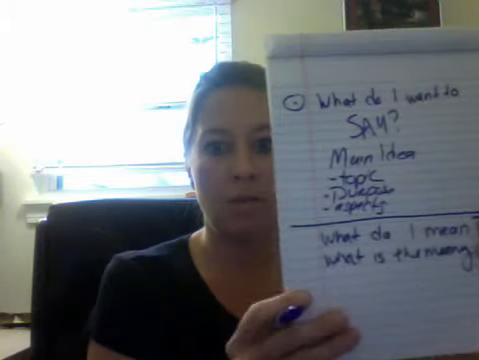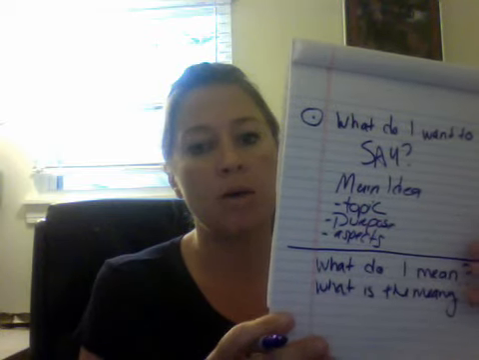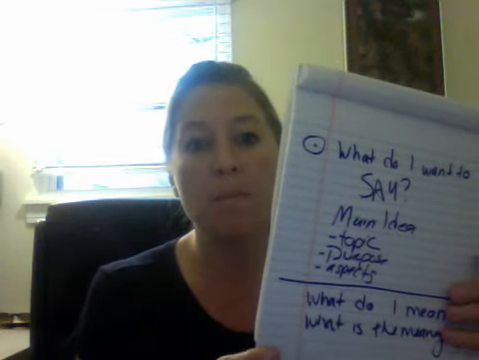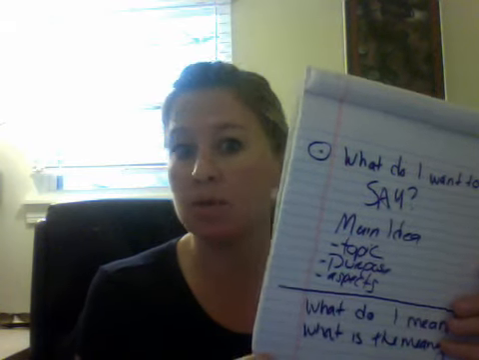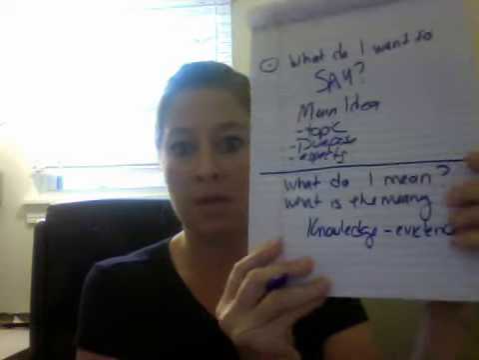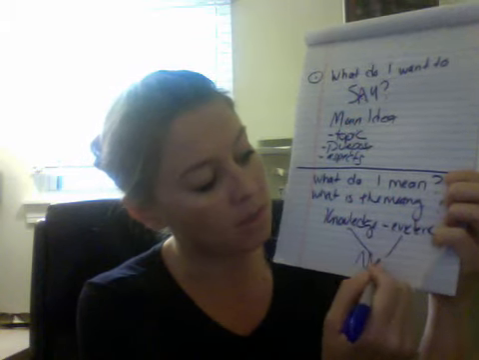Now, after you do the what do I want to say, the big thing is what do I mean? Or what is the meaning of this? This question of what is the meaning is key. When we think about meaning, how do we make meaning? We make meaning based on evidence that supports our observations. We use knowledge in the form of evidence to support meaning. So knowledge and evidence create the meaning for us.